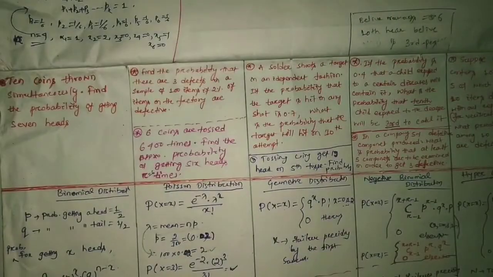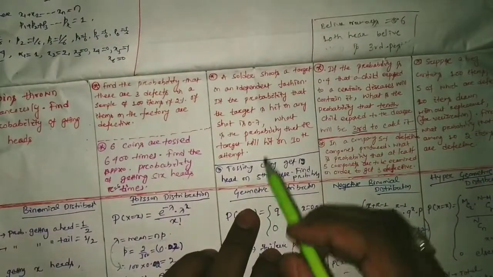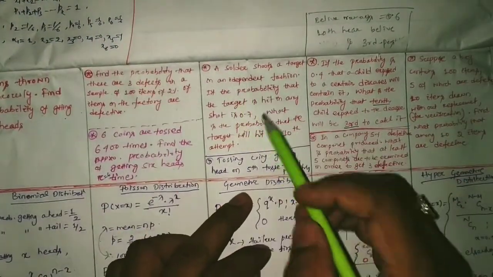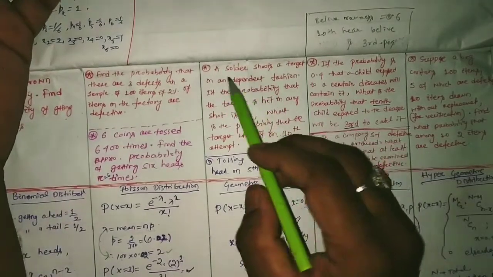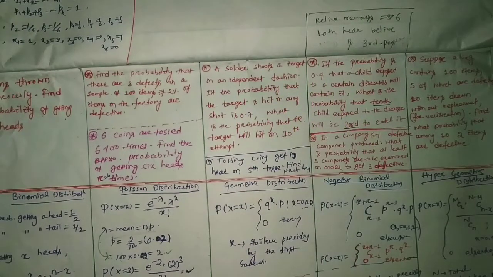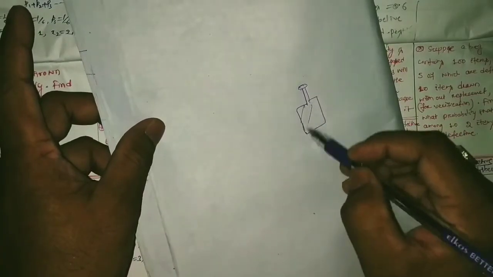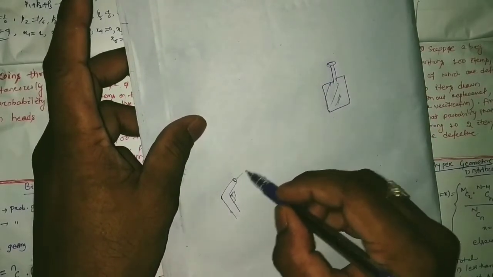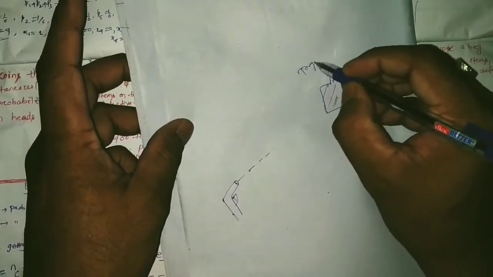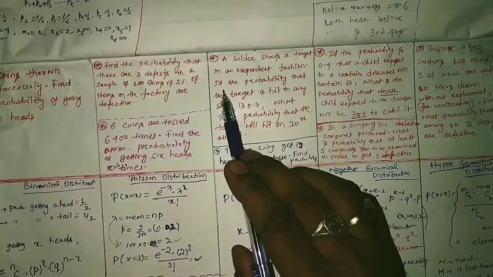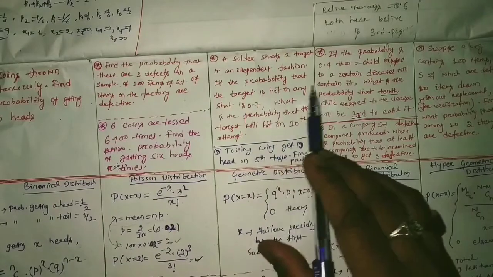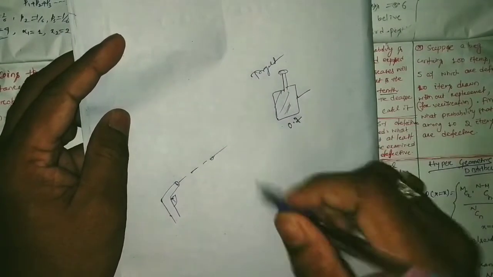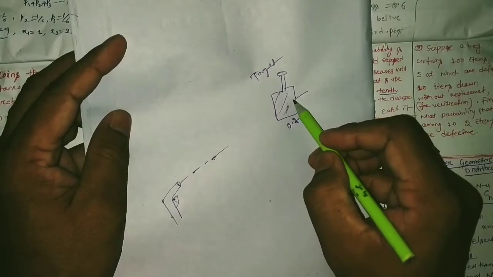Okay, now we are going to go for another question, and both these questions belong to geometric distribution. This is one of the interesting ones. I'm reading the question first, then we are going to discuss the answer. A soldier shoots a target in an independent fashion. Suppose this is the target, and one soldier is firing in an independent fashion at this target. As per the question, if the probability that the target is hit in any shot is 0.7, so by any shot this target is going to be hit with probability 0.7.